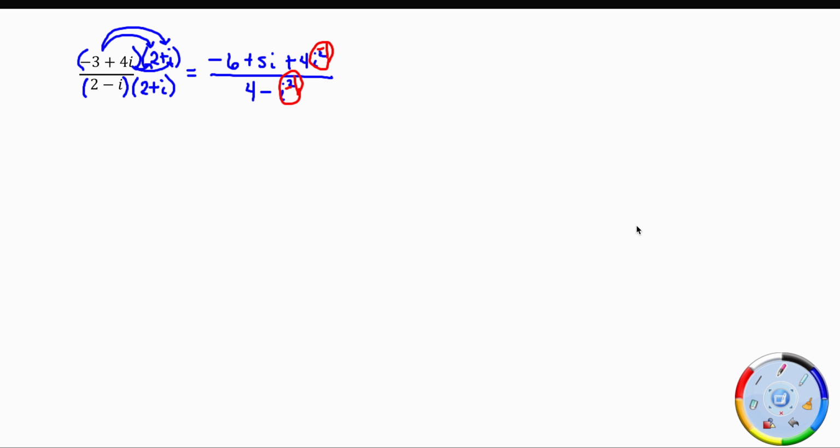-1. So on the top, we wind up with -6 plus 4 times -1 is -4. So -4 minus 6 is -10 plus 5i. And on the bottom, this is 4 minus -1. 4 plus 1 is 5.